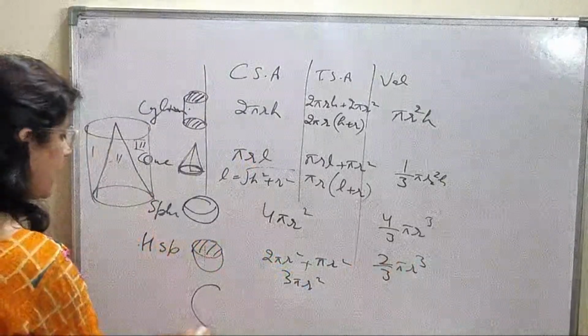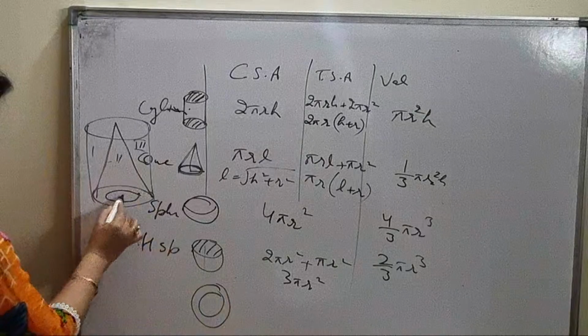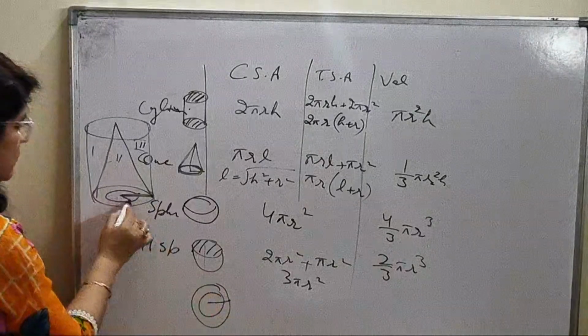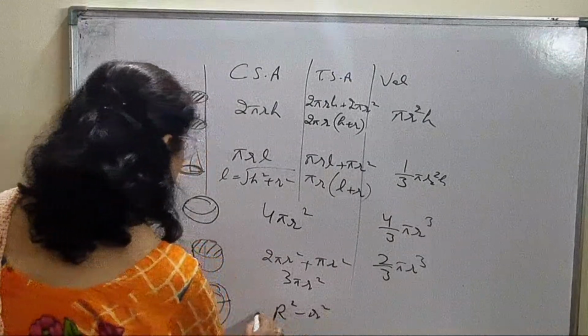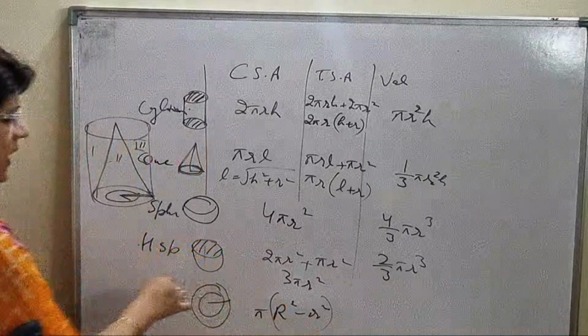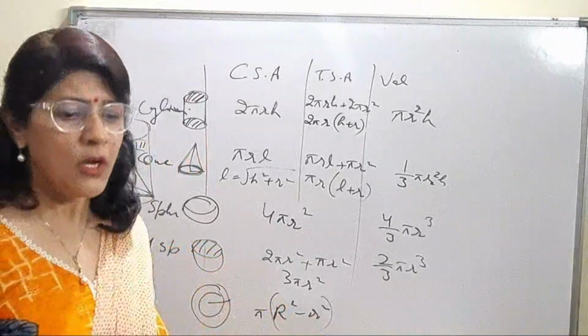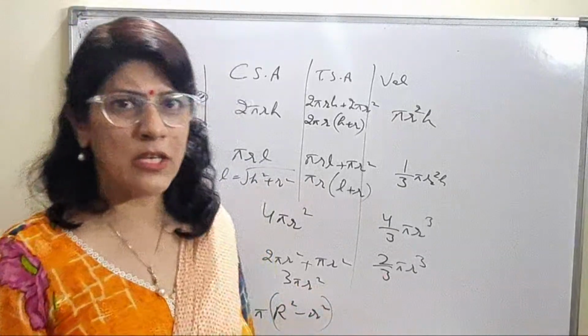And if it is a ring, like I have told you, where different values are given, so this is the ring. Capital R is the bigger radius and small r is the smaller one. So pi R square minus pi r square is the area of this ring. Only these types of questions can definitely be asked in your paper. Otherwise cube and cuboid, these are all clear to you.